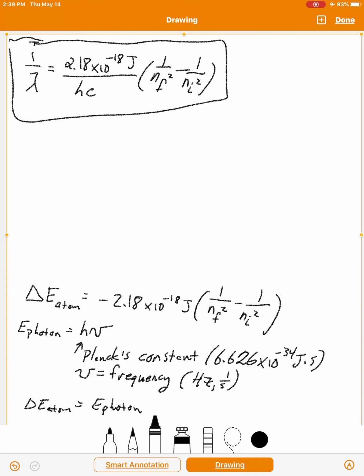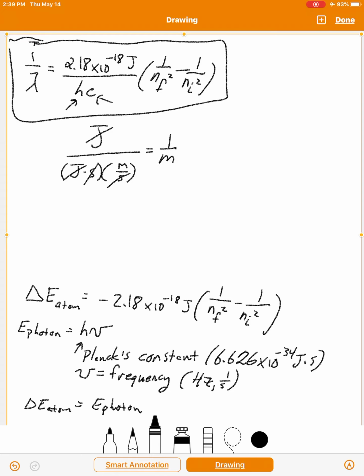And I want to talk a little bit about units. So you'll notice that in the numerator you have joules, and then in the denominator you have Hc. So I'm going to do a unit analysis for this particular equation. In the numerator we have joules. The units of h are joule seconds. And the speed of light, 2.9979 times 10 to the 8th meters per second, is typically in the units of meters per second. So seconds divided by seconds cancels, joules cancels, and you get 1 over meters.